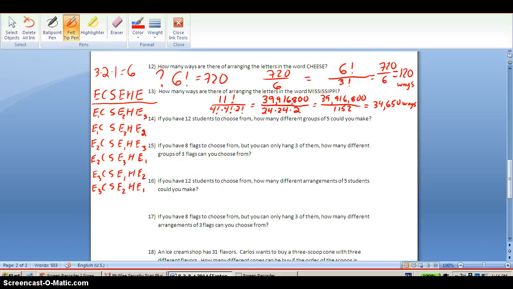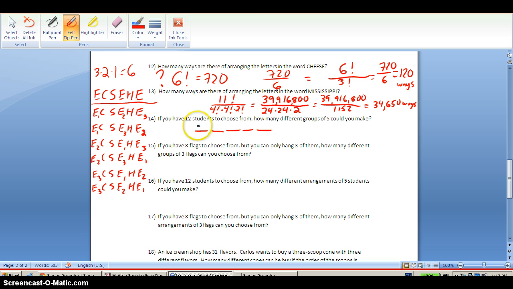Okay, for number 14, we now have 12 students that we're going to choose from. We're going to try to find groups of 5. And just like the letter E in cheese, the group of 5 students are interchangeable. So that makes this problem very similar to the ones we did with the letters. In other words, if we have 12 students to choose from, in groups of 5, we have basically 5 different choices. So we line up 1, 2, 3, 4, 5.